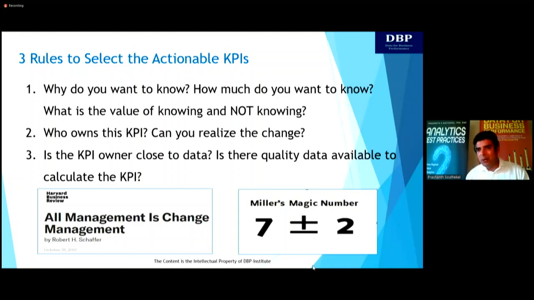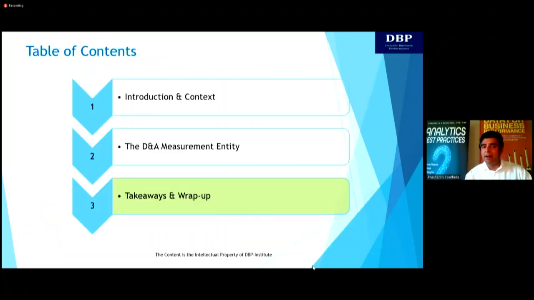So I was working for a utilities company, and the VP said, oh, we need some dashboard. And we came up with this dashboard with just about 13 KPIs. So he said, just 13 KPIs in a dashboard? It was really amusing. Then I had to educate him about the value of George Miller's number and so on and so forth. So those are the 3 rules to select actionable KPIs.